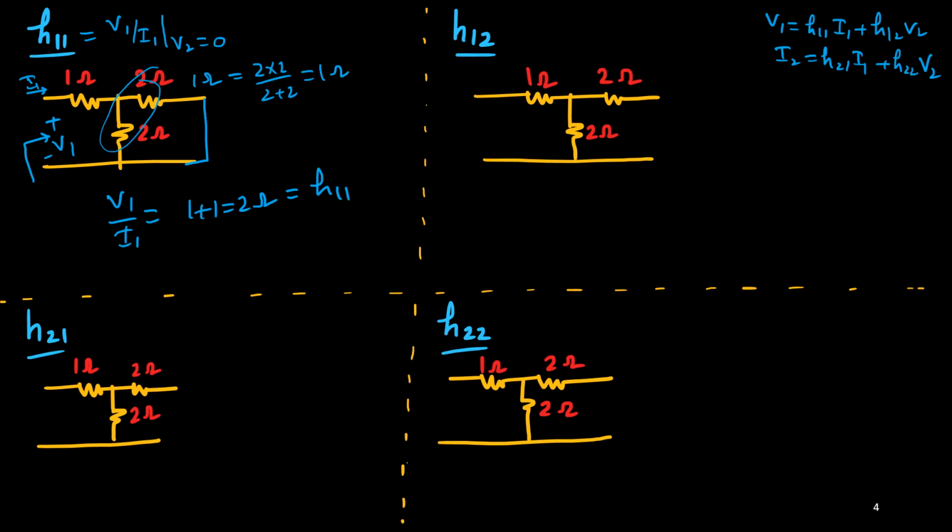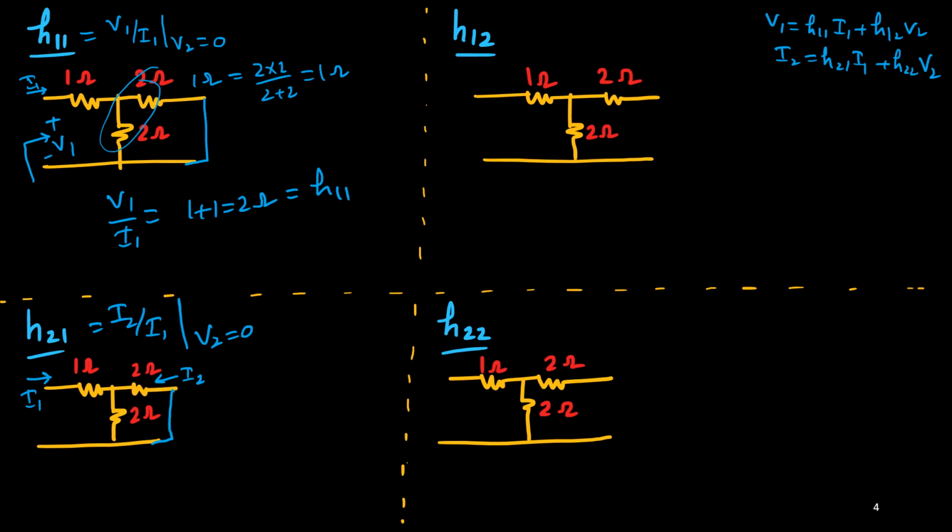Next one. The H21 I want to find out. What is H21 again? H21 is I2 by I1 under the condition V2 equals 0. Now V2 equals 0 means short circuit, so I make it shorted. This current I consider I1, and this current is I2. This ratio I2 upon I1 I have to find out. Look at this figure: I1 is entering, current through this 1 ohm. Then there are two branches, two parallel 2 ohm paths, so it is equally divided. So this I1 is divided by these two paths, I1 by 2, this also I1 by 2.